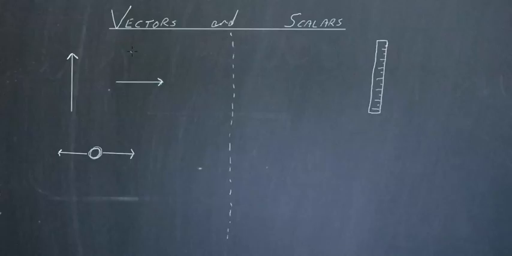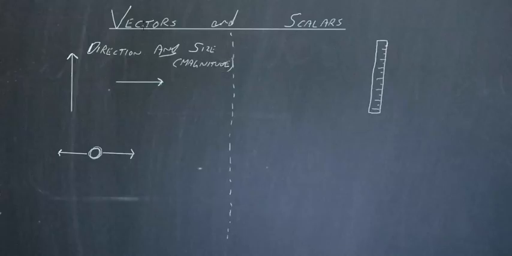Now a vector is any measurement that has both direction and magnitude. Okay, a simpler word for magnitude is size, but we'll also write magnitude in brackets next to it, so magnitude.